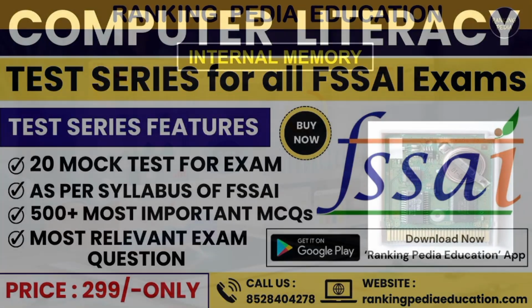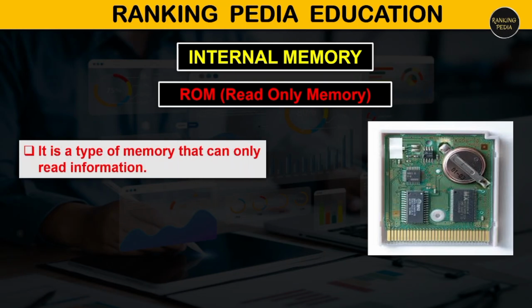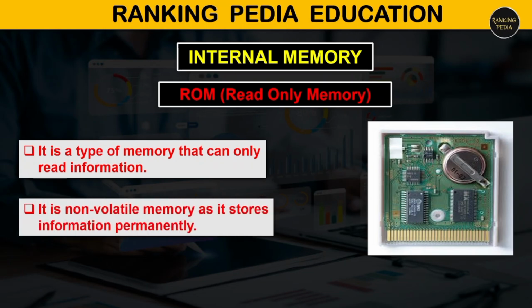Now moving further, we will discuss the second type of internal memory, that is ROM. ROM stands for read only memory. It is a type of memory that can only read information. That's why its name is read only memory. It is a non-volatile memory as it stores information permanently. In volatile memory, information is stored temporarily, but in a non-volatile memory, information is stored permanently. That's why ROM is a non-volatile memory.